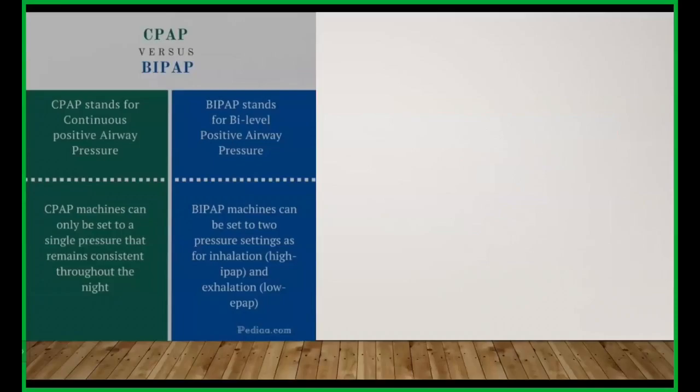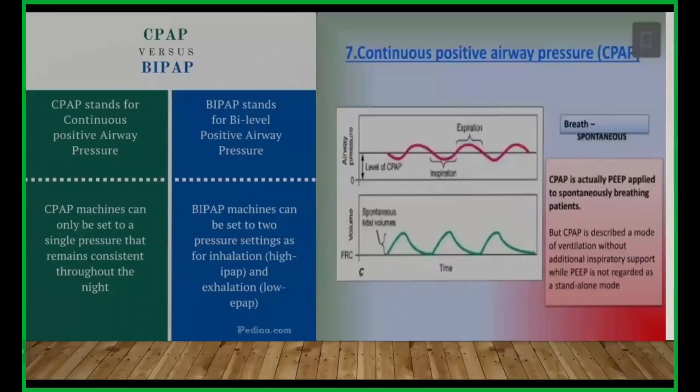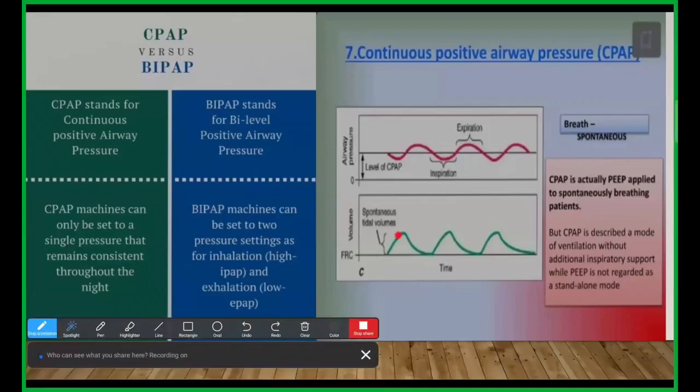How is it different from BiPAP? In CPAP, you set a single pressure throughout inspiration and expiration, whereas in BiPAP, you will have a high inspiratory positive airway pressure during inspiration and a low expiratory positive airway pressure during expiration. That is respectively called IPAP and EPAP. So let me show you the waveform of continuous positive airway pressure ventilation. CPAP is usually seen in a spontaneously breathing patient. It is actually a PEEP applied to the spontaneously breathing patient, and the breaths are always spontaneous.